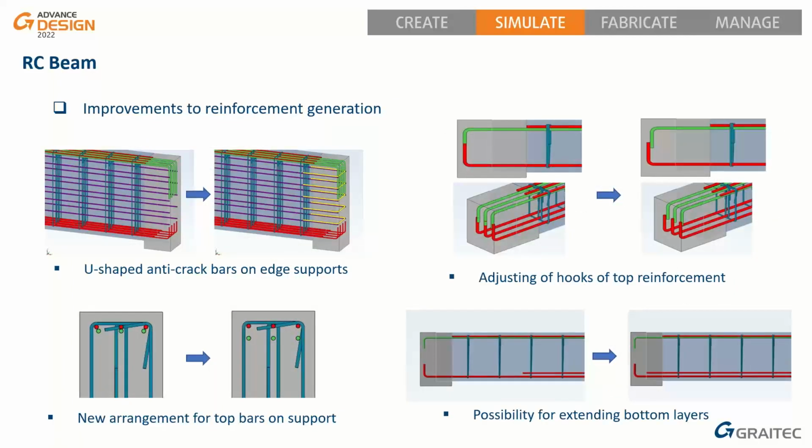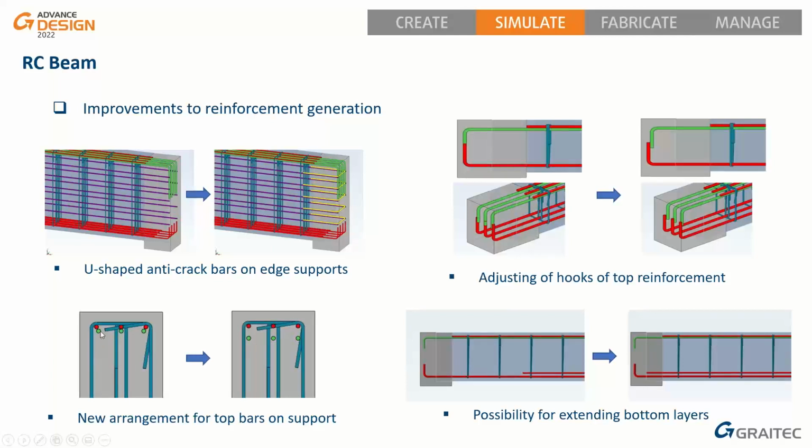Other improvements relate to the reinforcement, because as I said, in the modules there are a lot of smaller user improvements from the left, from the right. So again, I'm showing on this picture just 4 selected. Now we can add, by using a checkbox, U-shaped anti-crack bars on the edge of the support. You know the anti-crack bars that are only longitudinal bars on the side of the beam. Now we can also add U-shaped bars over the supports.